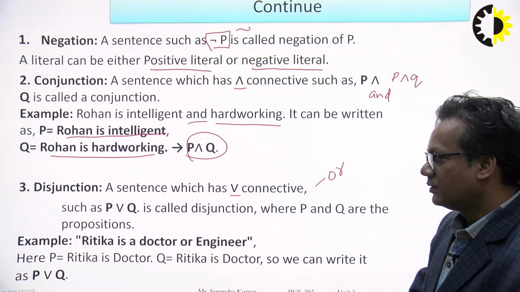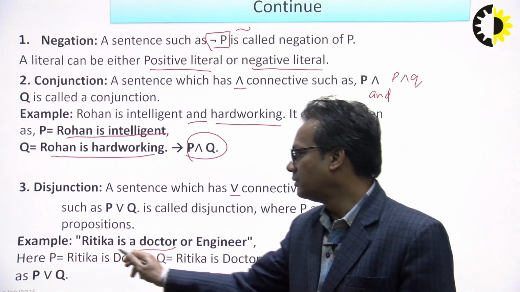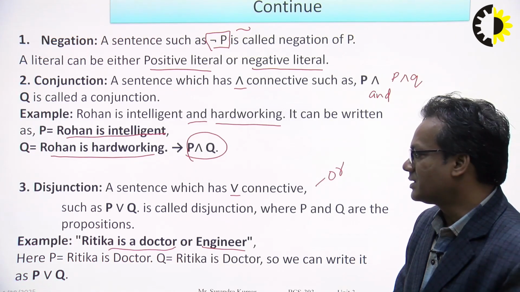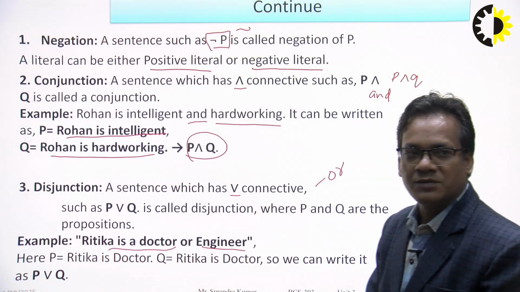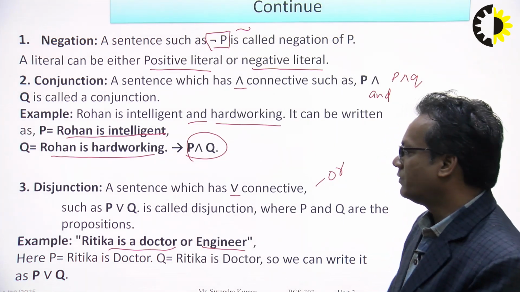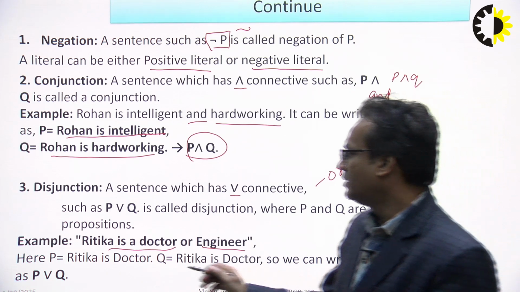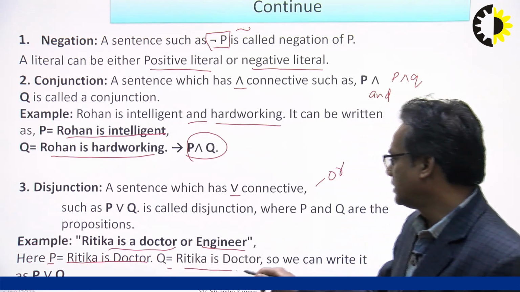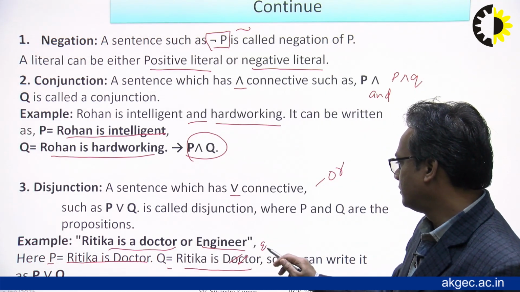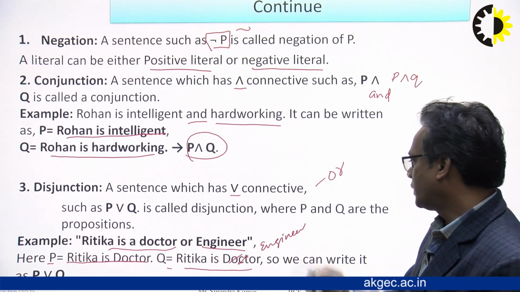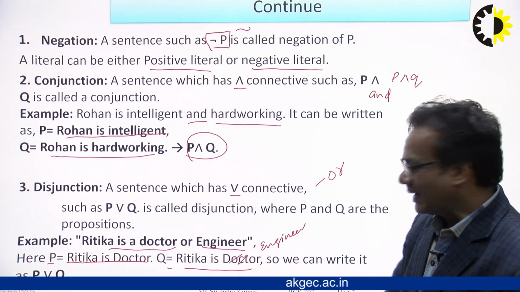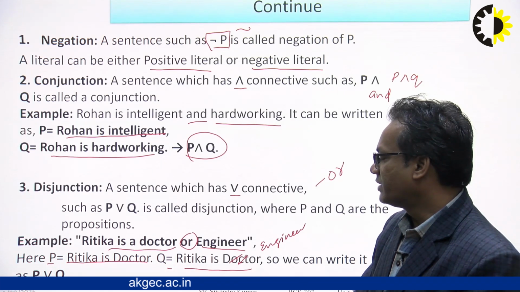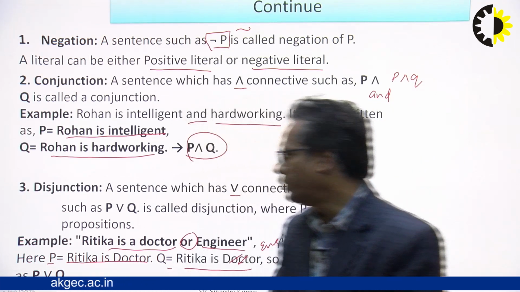We take an example. Ritika is a doctor or engineer. Again, we break this compound statement into atomic statements and give a symbol to every atomic statement, like we have written P as Ritika is a doctor and Q as Ritika is an engineer. Here we have the "or" word, so we can write P disjunction Q, P or Q.